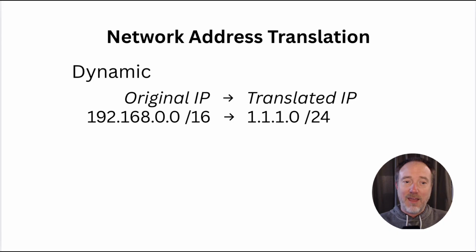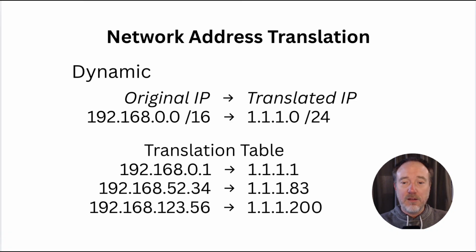A dynamic NAT can translate a pool of original IPs to a pool of translated IPs. In this example, anytime the original IP is from the 192.168.0.0/16 network, it will be translated to one of the IPs that is part of the 1.1.1.0/24 network. The translation table for dynamic NATs would have original IPs randomly mapped to IPs from the translated pool.